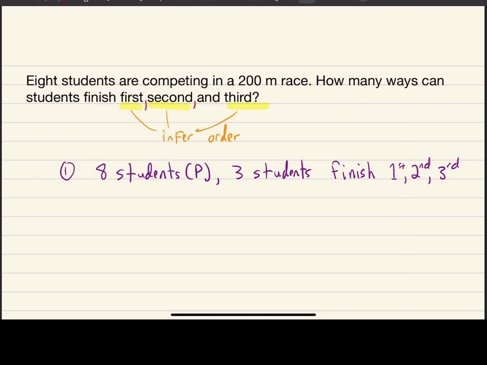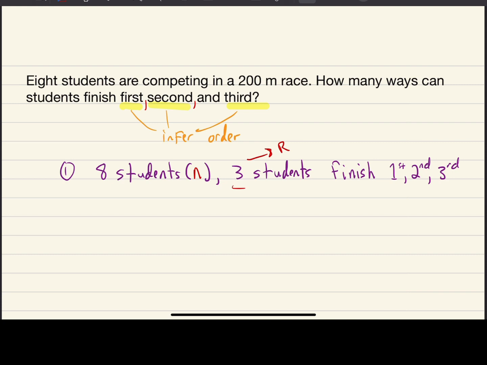So the 8 students that are part of the set, that would be the n. I wrote P here, but it actually should be n. And then only 3 students out of the 8 can finish first, second, and third. So that's what we're choosing, 3 students to be arranged, or to arrange students, I should say, in 3 consecutive order. So this here, the 3 would be the r.